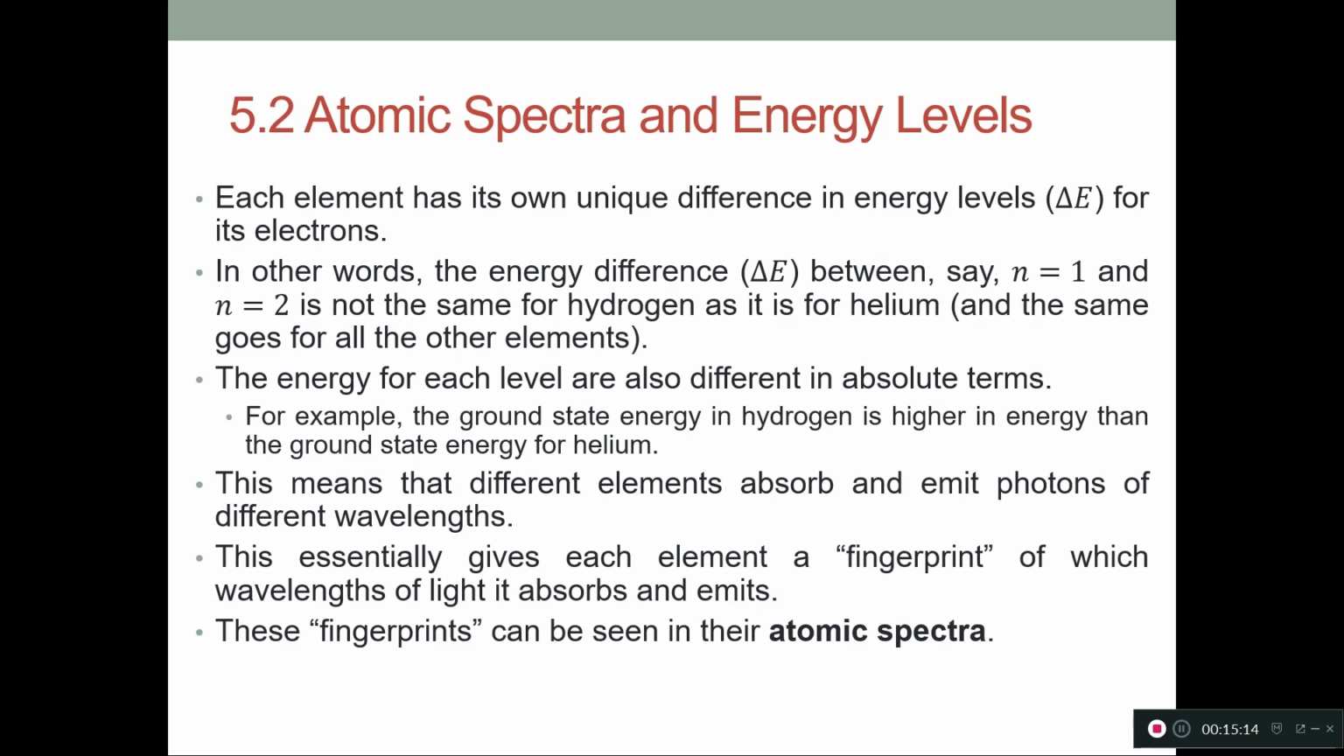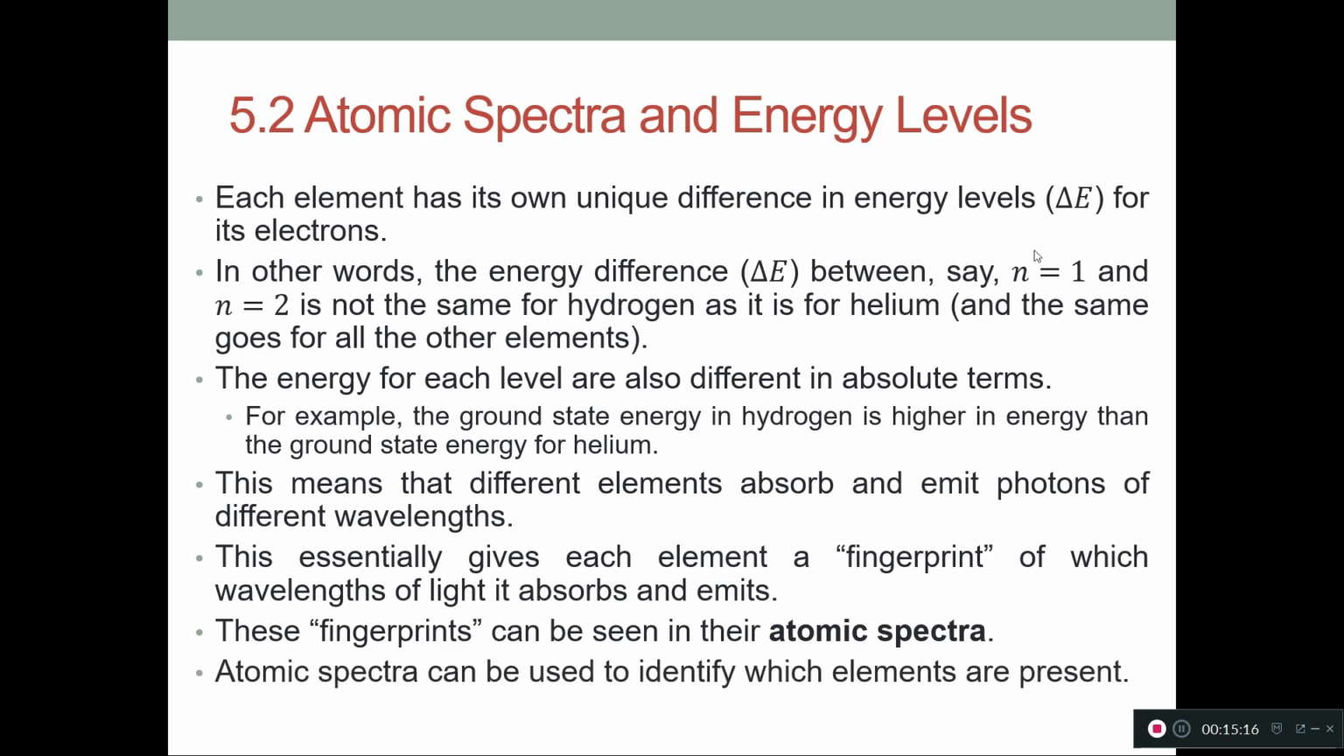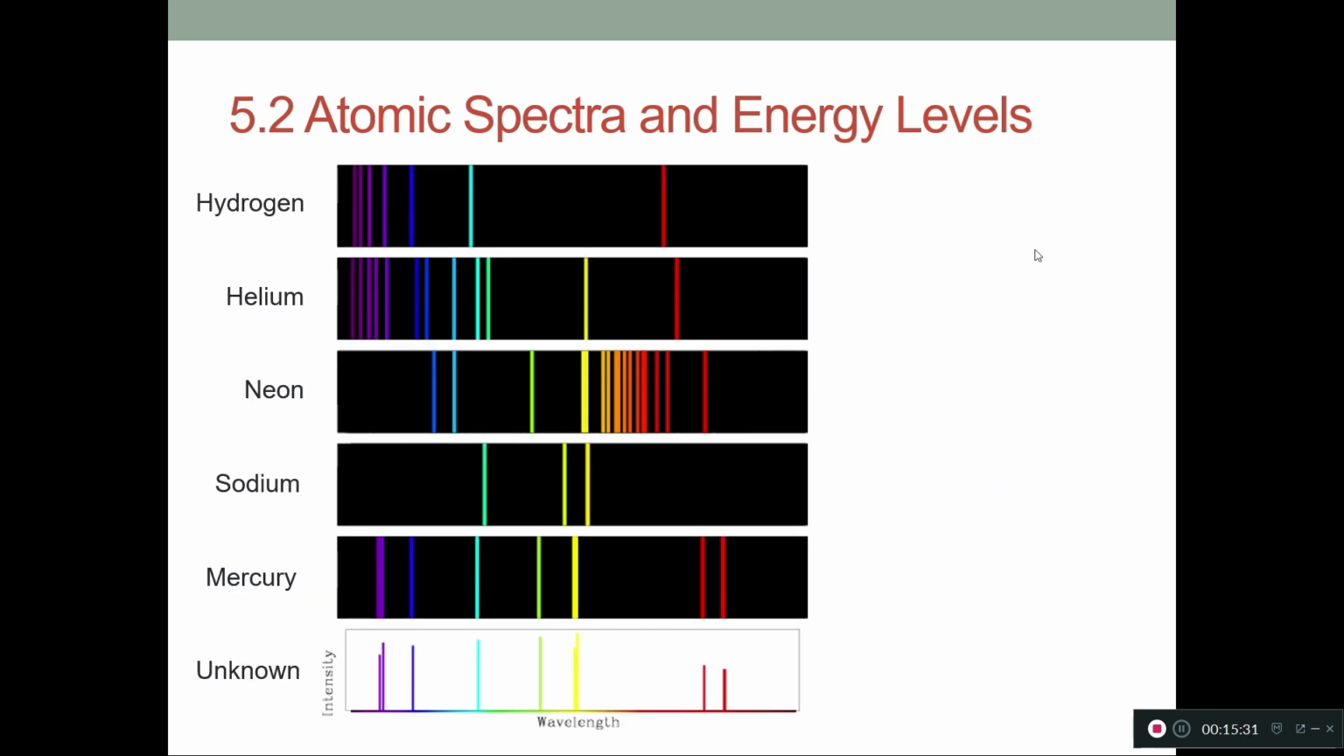These fingerprints can be seen in their atomic spectra, and the atomic spectra can then be used to actually identify which elements are present. Remember, these spectra are kind of like fingerprints. So just like a fingerprint can be used to identify a person, we can actually use these spectra to identify the elements. So if we have databases of these spectra, which scientists actually do, if we take some spectra of an unknown, we can then compare it to the database and come up with which element this must be.